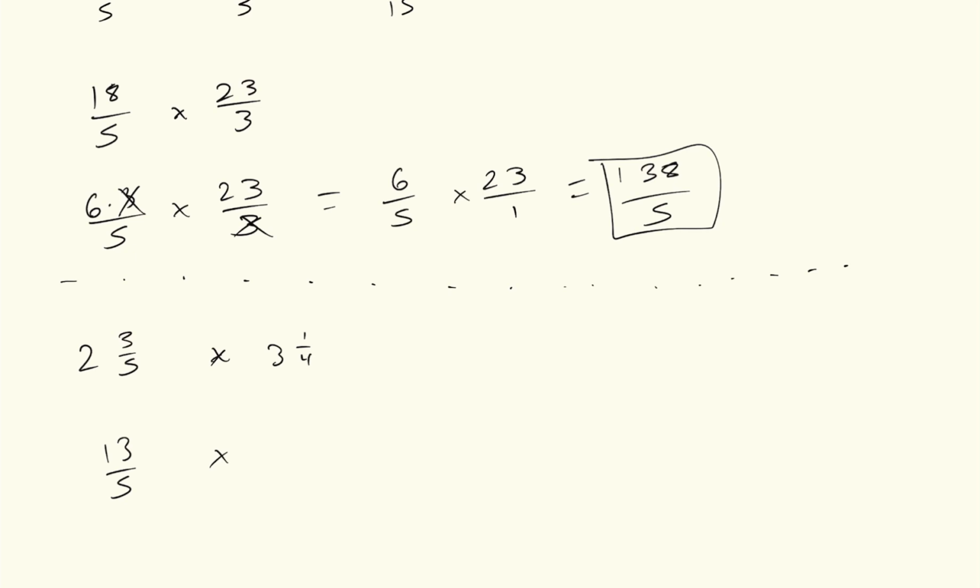So the improper fractions would be 13 over 5 and 13 over 4. And when you multiply the numerators and the denominators, you're left with 169 over 20. And that's how you multiply mixed numbers.